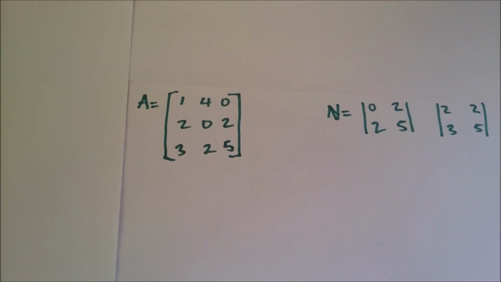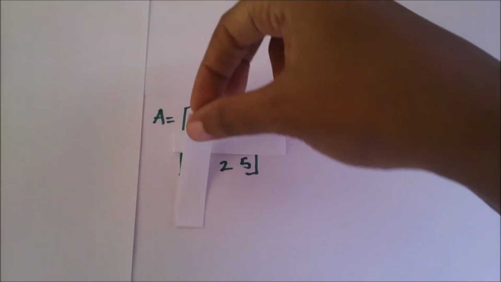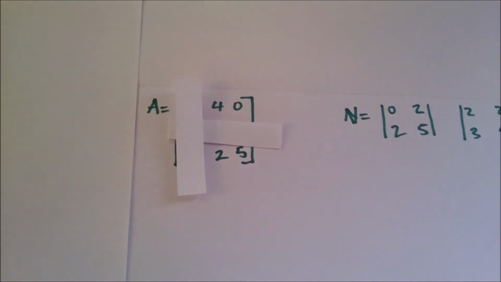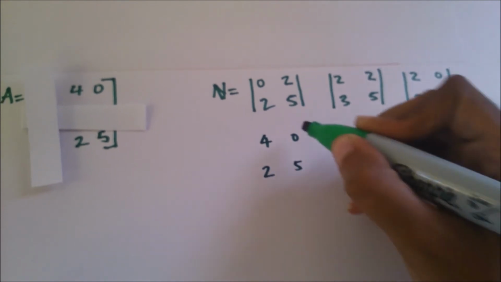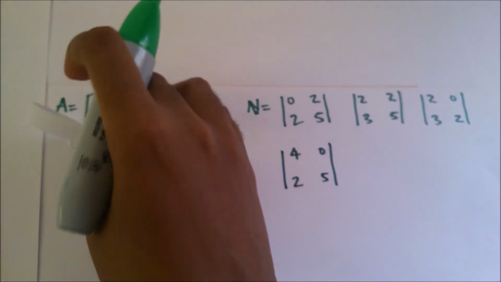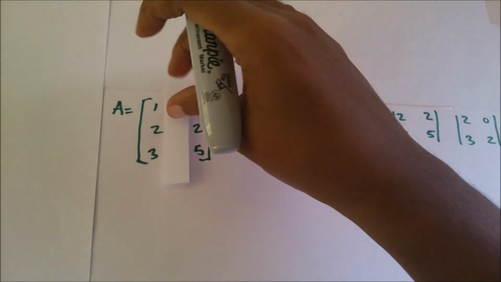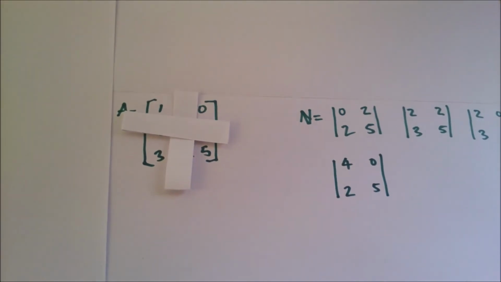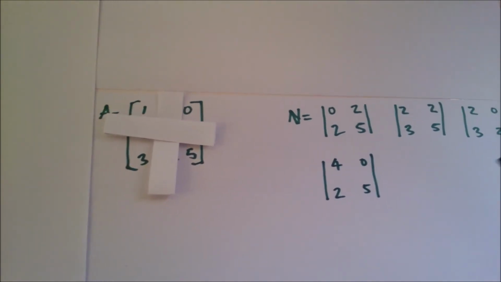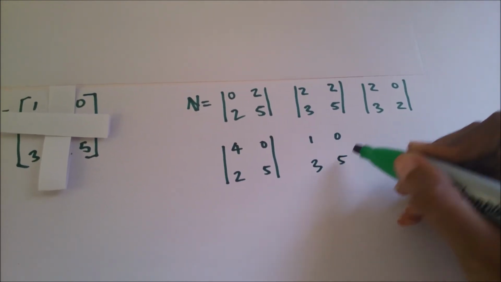So now we're going to move on to the number 2, which is in the second row and still the first column. So we cover that up. We cover the column that it's in, and we're left with 4, 0, 2, 5. So you come here and we write 4, 0, 2, 5. So then we move on to 0. So we cover that row, that column, and we're left with 1, 0, 3, 5. So come here, 1, 0, 3, 5.